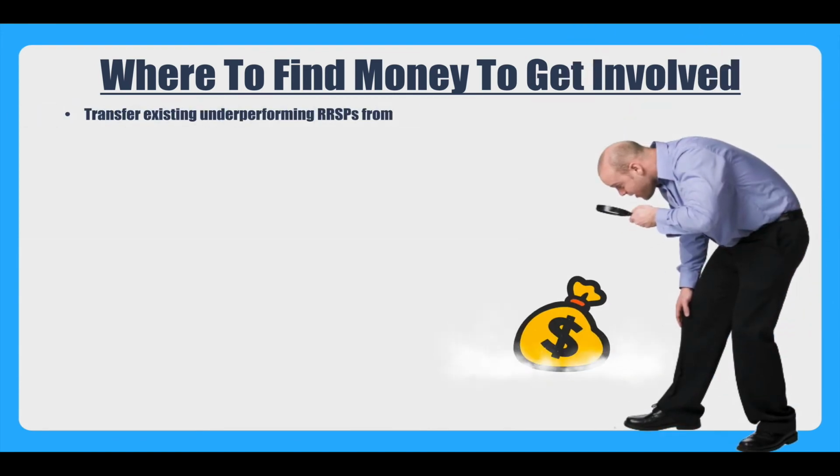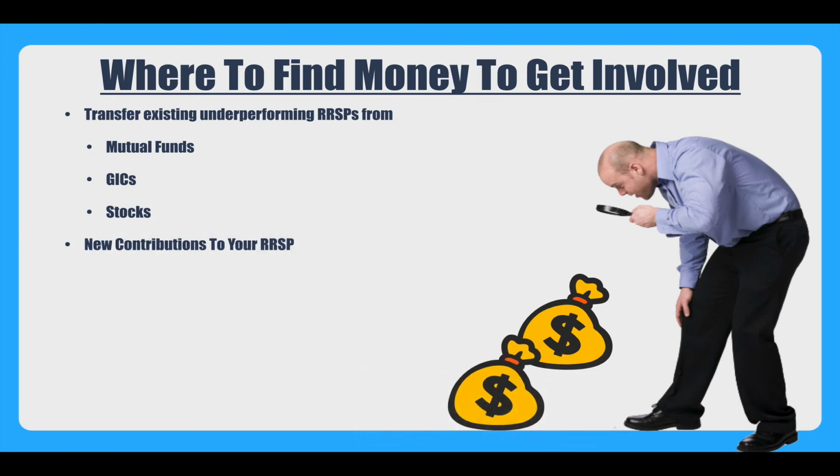Where can you find money to get involved? You could transfer money from an underperforming RRSP account, which could be from mutual funds, GICs, stocks. You'll need to sell your stocks or your mutual funds and turn them into cash within your existing registered account, and then you'll have to transfer them over to your Olympia Trust account. You could make a new contribution to your RRSP, and you get a tax credit for making a new contribution, just like you would from any other RRSP contribution.